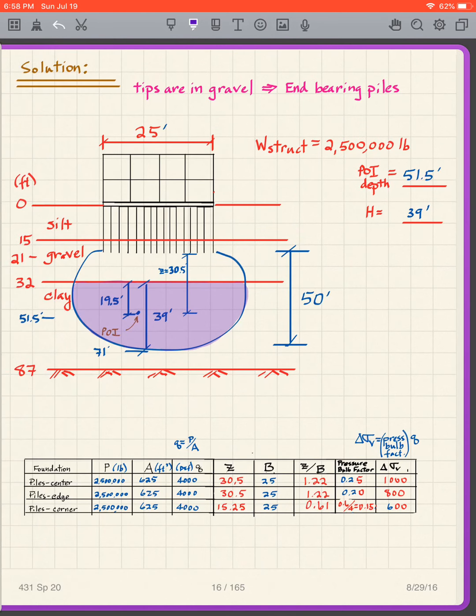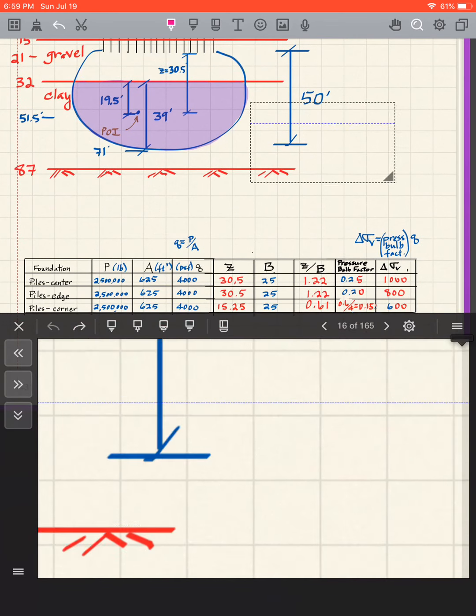Okay, I'm assuming that you've paused it. Now you've done the work. Now we're going to fill in the table. The first thing we know is the tips are in gravel, so we have end-bearing piles. That means that we draw the pressure bulb from the pile tips, which is at 21 feet.